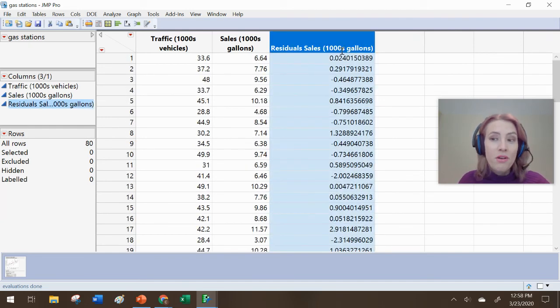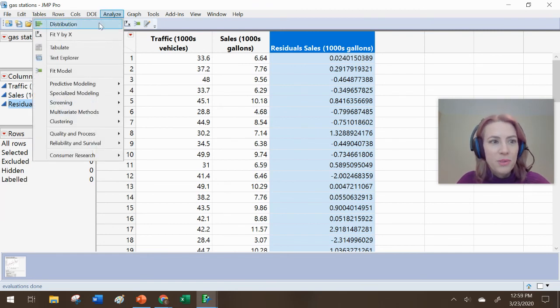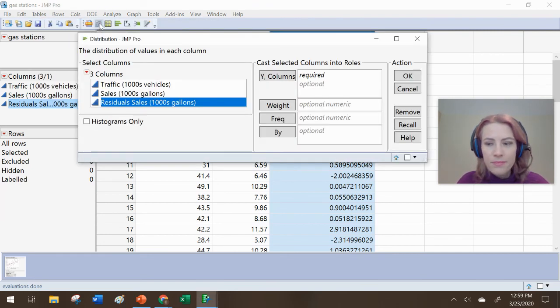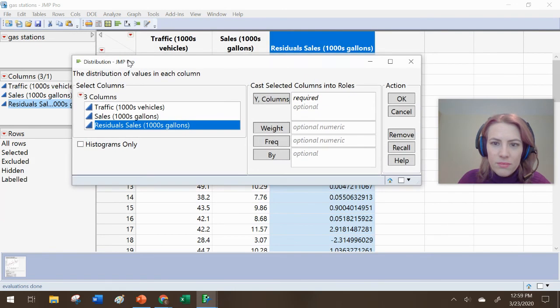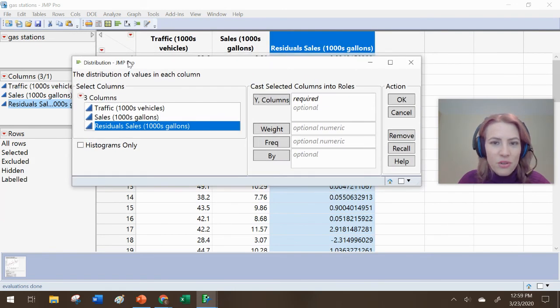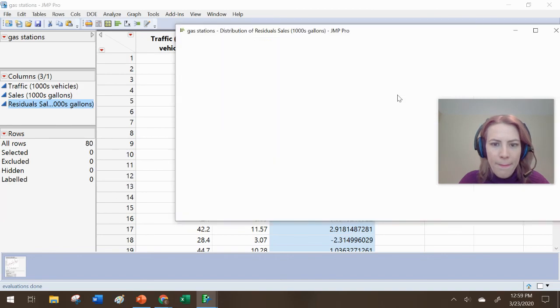All right, so are those normally distributed? How would we check? Well, just like any other column of numbers, we can analyze that distribution. We did this with ANOVA, actually. We thought, rather than checking each group separately, why don't we lump them all together, pool them all together, that is, and check for a normal distribution. So we're doing the same thing here. I'm analyzing the distribution of the residuals.